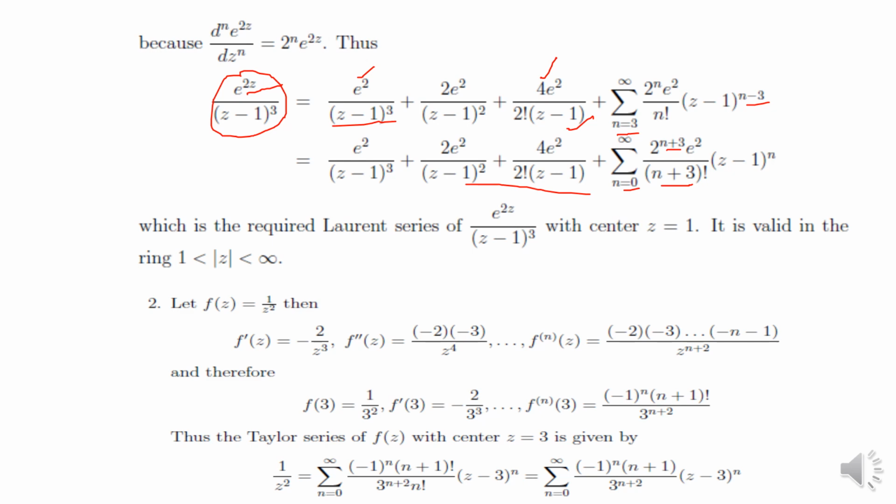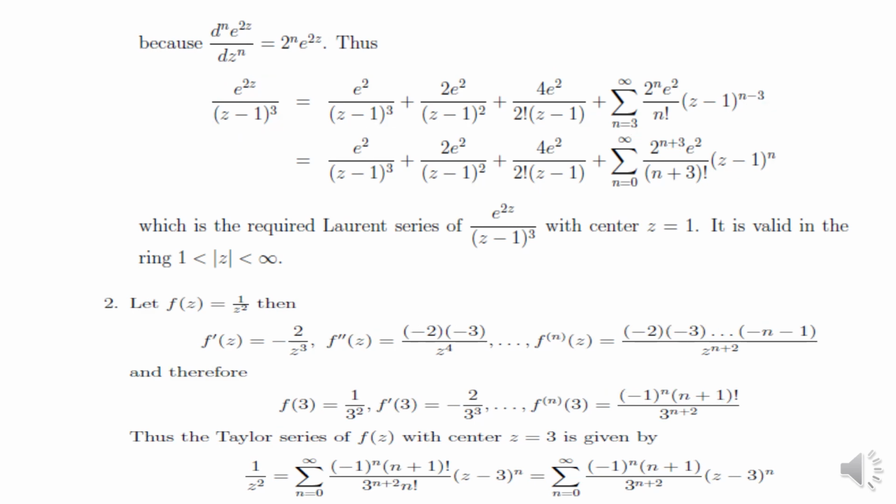which is the required Laurent series of the given function, that is e to the power 2z upon (z minus 1) whole cube with center z is equal to 1. It is valid in the ring 1 is less than mod z less than infinity. Now let's do the second part.